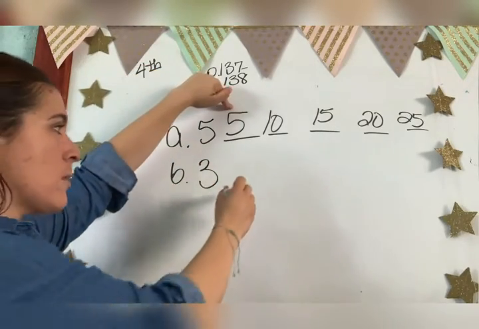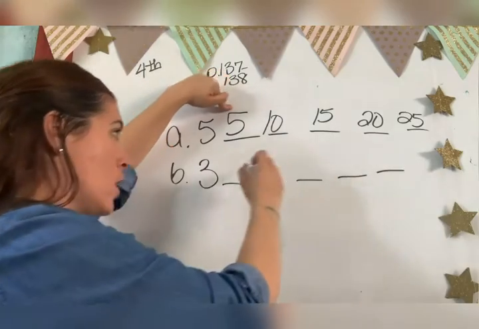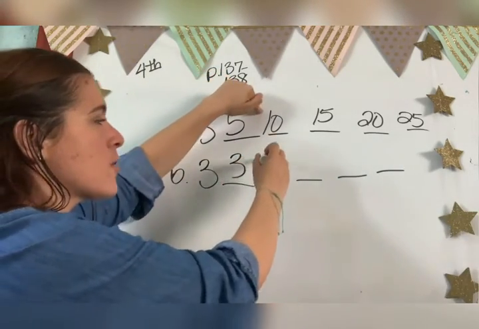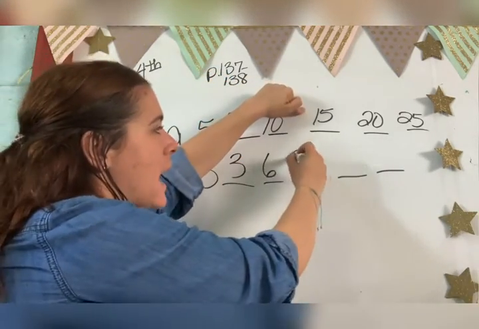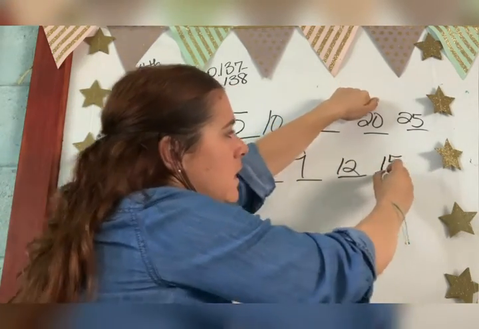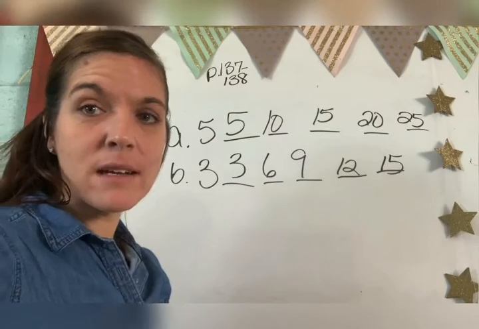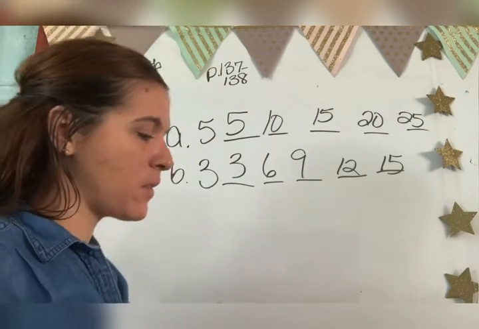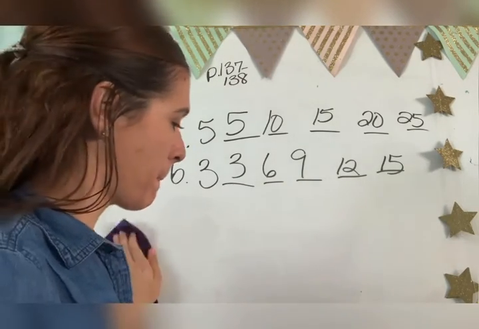3. Sama, do it with me. 1, 2, 3, 4, 5. 3 times 1, 3. 3 times 2, 6. 3 times 3, 9. 3 times 4, 12. 3 times 5, 15. Go ahead and do letter C by yourself, and then I'm going to let Holly help me with it on the board. Go for it.